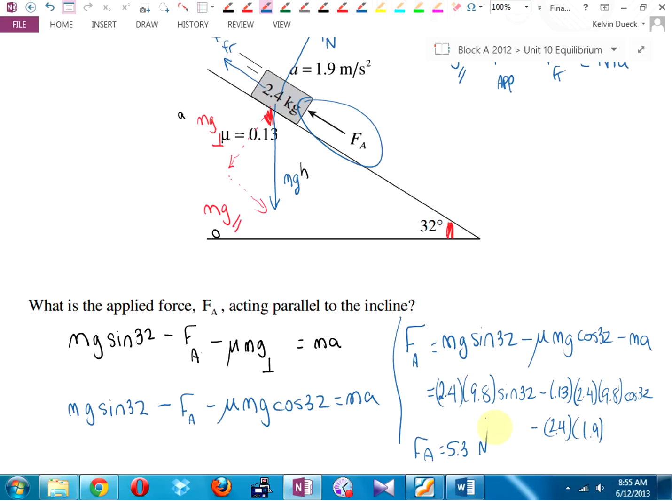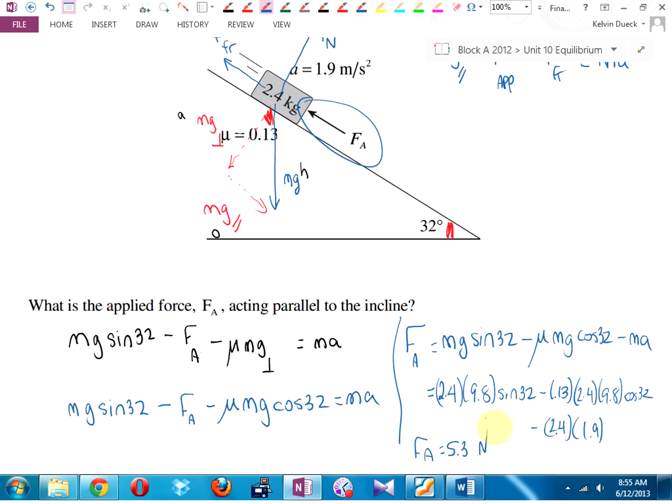Now, how else could I change this? You know what? They gave you the acceleration. What if I gave you the distance and the time and the initial or the final speed? You could calculate the acceleration using unit 1 stuff: F equals ma, VF equals VI plus at, d equals, or VF squared. That would be totally fair game.